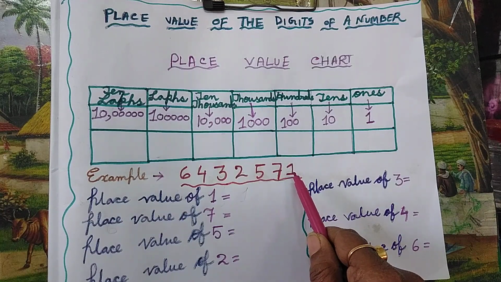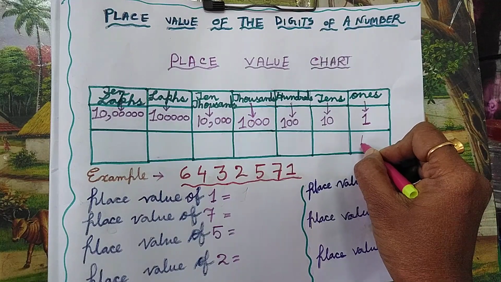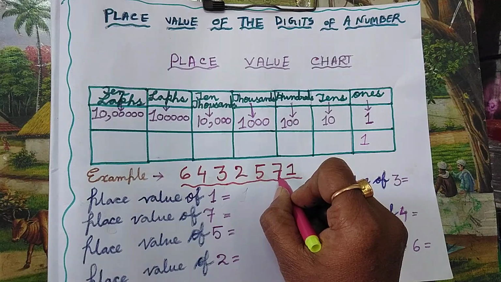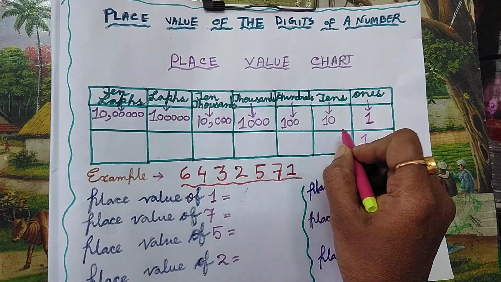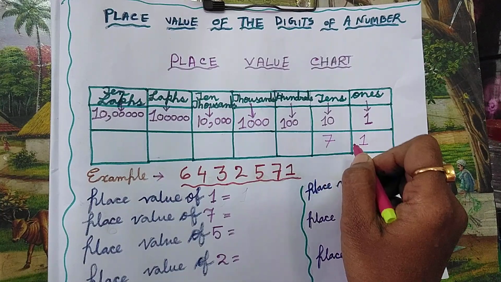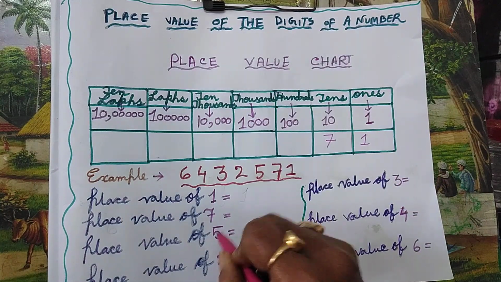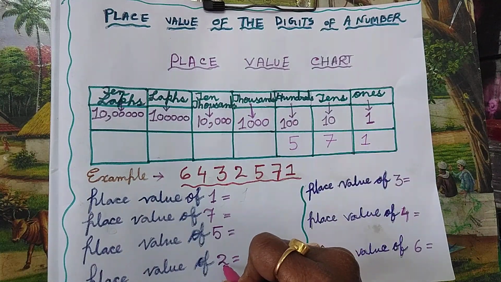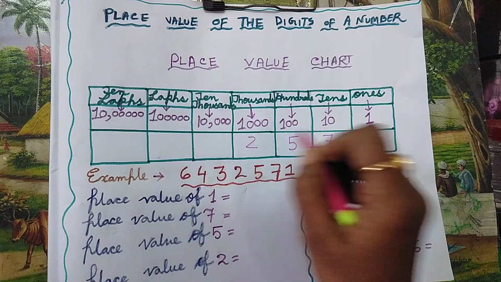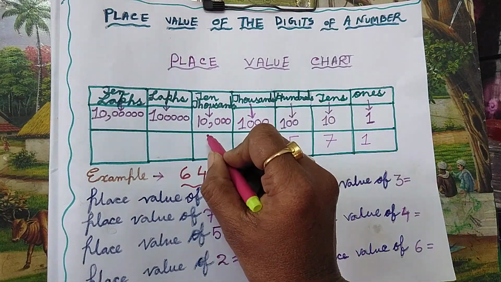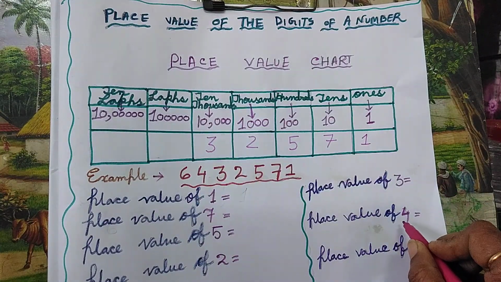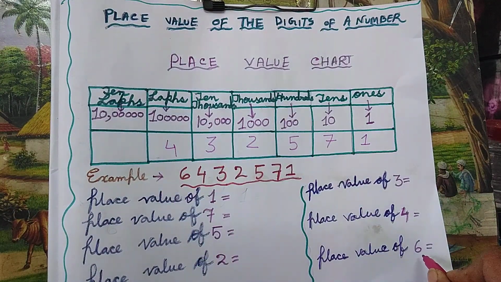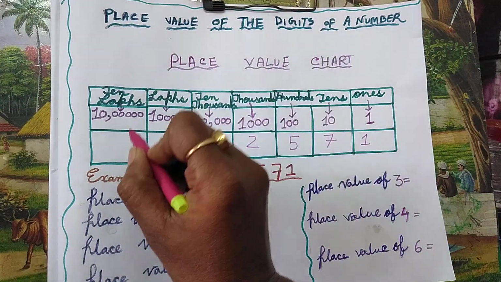The first digit is 1, so write 1. The second digit is 7, so write here 7. The third digit is 5. Write here 5. The fourth digit is 2. Write here 2. The fifth digit is 3. Write here 3. The sixth digit is 4. Write here 4. The last or seventh digit is 6. Write here 6.